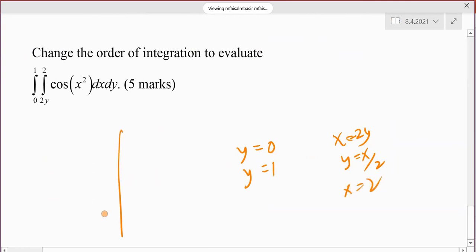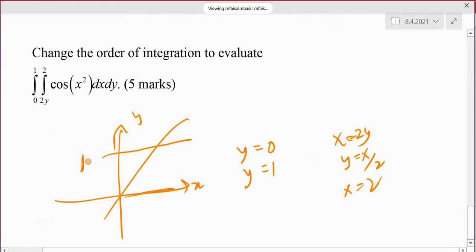So when you do sketch, like this is x, y equals 0 is here, y equals to 1, it is here, then x equals to 2y, and x equals to 2. So when I put x equals to 2, y equals to 1. It is here, right? Okay. So you have y equals to 0, y equals to 1, x equals to 2y, and x equals to 2.